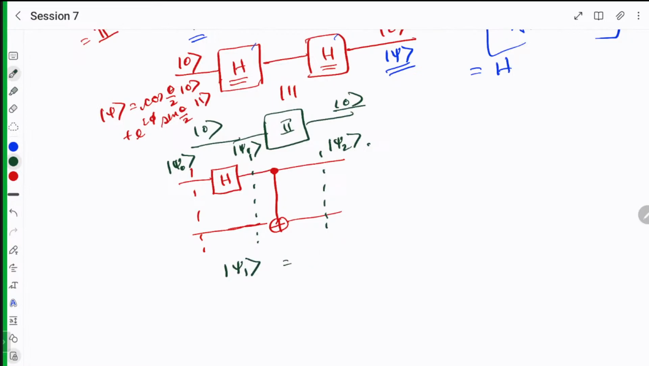Or rather, I would ask you, what is the operator that will sit here? Okay, so I have psi naught, the composite system state here, and I have psi 1, the composite system after the Hadamard gate. So let me write it properly. This is psi 1, this is psi naught, okay, and this is psi 2. So I want to write psi 1 as some operator acting on psi naught. So can you tell me what operator that will be?